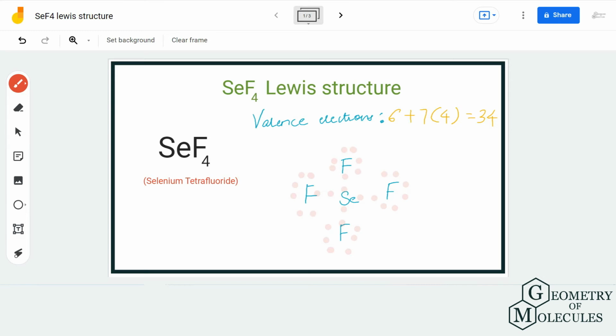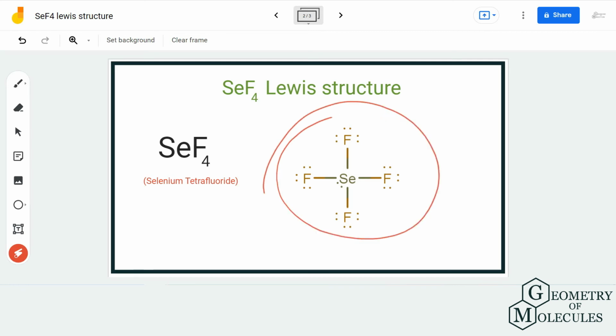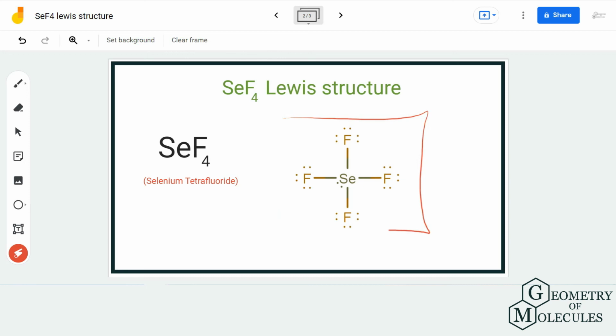Doing that, we will be left with 2 valence electrons which we can place on the selenium atom as it can have an expanded octet. So it can hold more than 8 valence electrons in its outer shell, and hence I am going to place the remaining 2 valence electrons on the selenium atom. So now the selenium atom has 10 valence electrons in its outer shell and each fluorine atom has 8 valence electrons in its outer shell. This is the Lewis structure of SeF4. You can also check the formal charges using our formula. But as selenium can have an expanded octet, this is the accepted and relevant Lewis structure for SeF4.